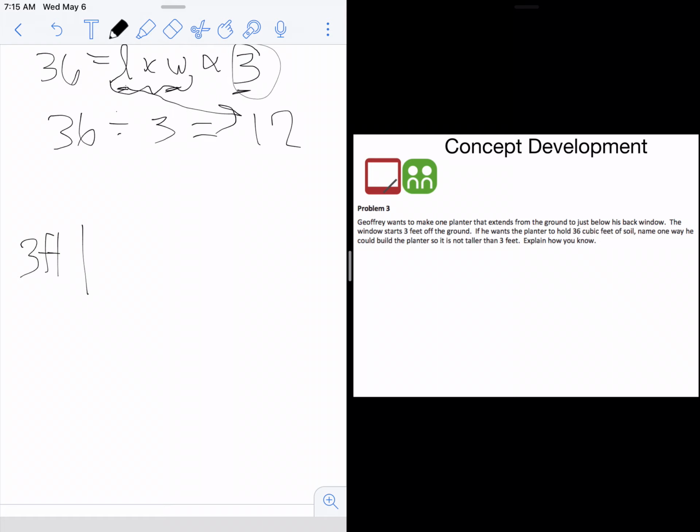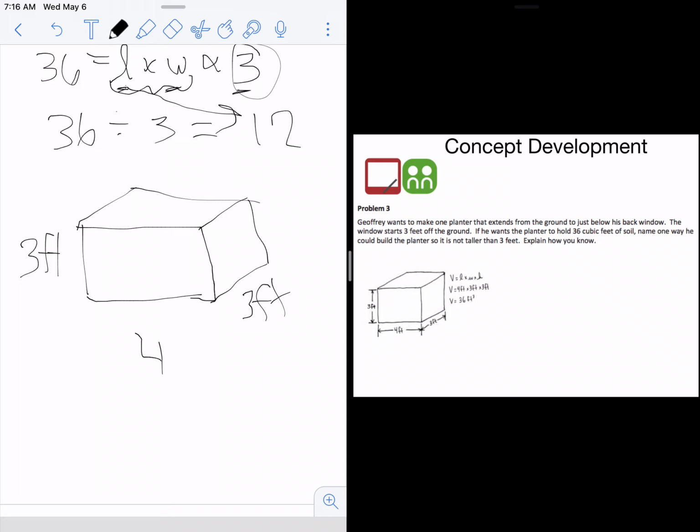So what times what is 12? Yeah, good. I heard 6 times 2. I heard 4 times 3. Good. Any of those would work. Okay, so we're going to do 4 feet. So the height is 3 feet. The length is 4 feet. And then the width is going to be 3 feet. So his planter box, oh, and they did the same one that we did. The length 4 feet with a width of 3 feet and then a height of 3 feet. Okay, and they also did 36 divided by 3, which is 12. And then 12 is the same as 4 times 3. That's how they got their sides.